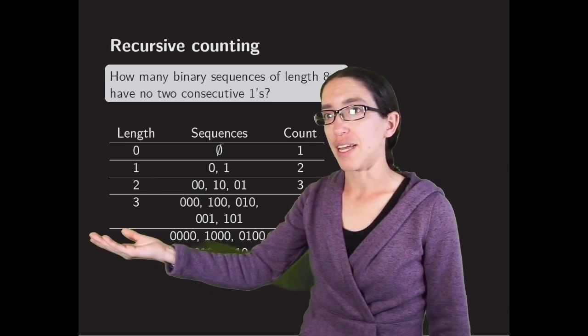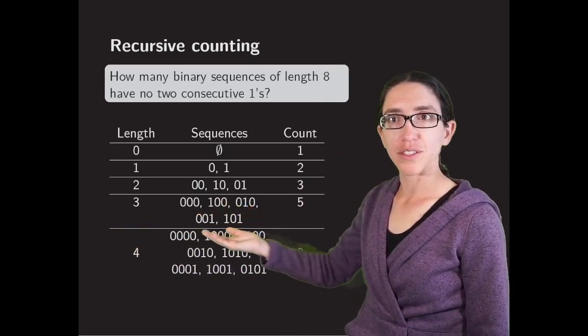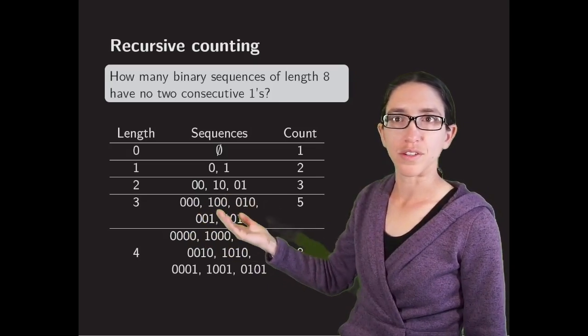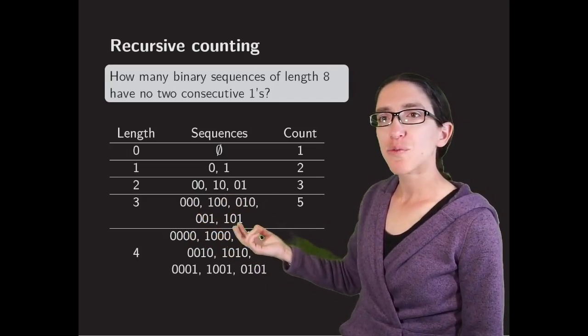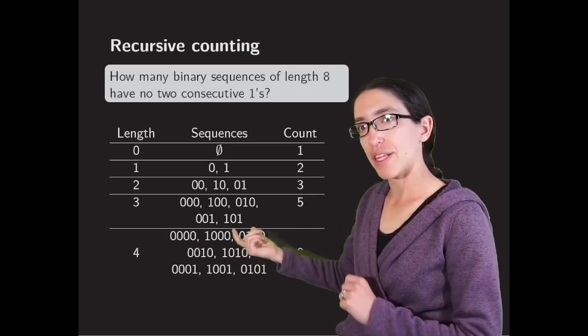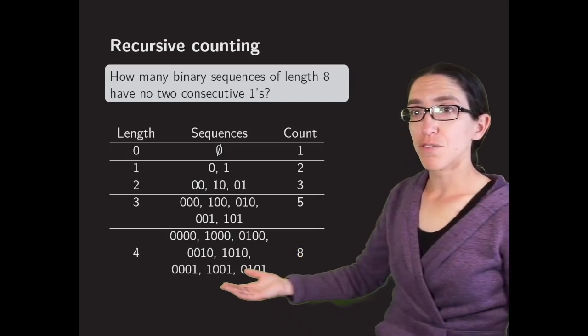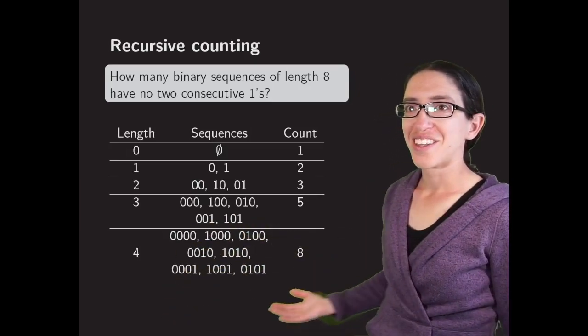For length 3, now we can have 0, 0, 0, 1, 0, 0, 0, 1, 0, 0, 0, 1. So if we only have 1 or no 1s, we're okay. If we have two 1s, we can put them apart, right? We can't have them together, but they can go in the first and third position. So there's 5 in that case. For 4, if you carefully list them all out, there's 8 of them.